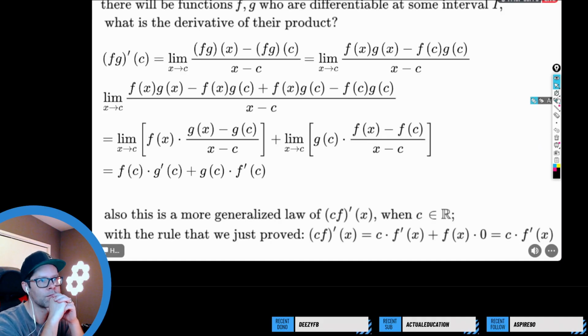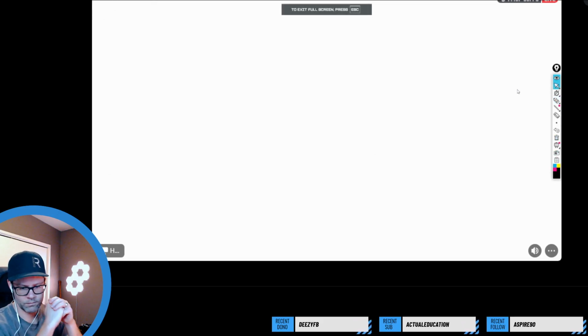Now with this, we can actually go and prove that if we just multiply some function by a constant, it will not affect its derivative and the constant will just stay in there, because we know the derivative of a constant is 0.